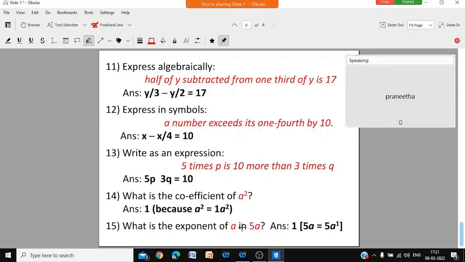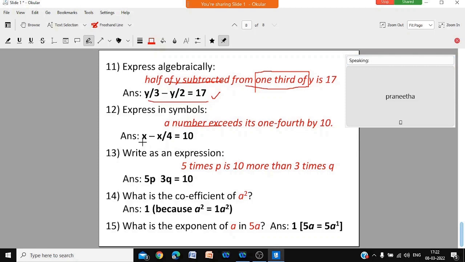Next one. Half of y subtracted from 1/3 of y. This is the thing: "from" is always written first. From 1/3 of y, you can write y by 3. Half of y is y by 2. So y by 3 minus y by 2 equal to 70. Have you written like that? Yes, sir.